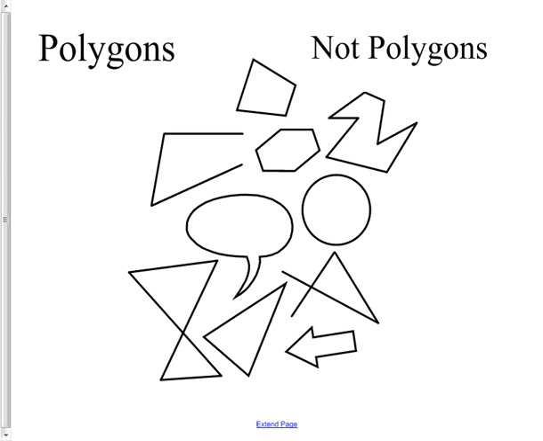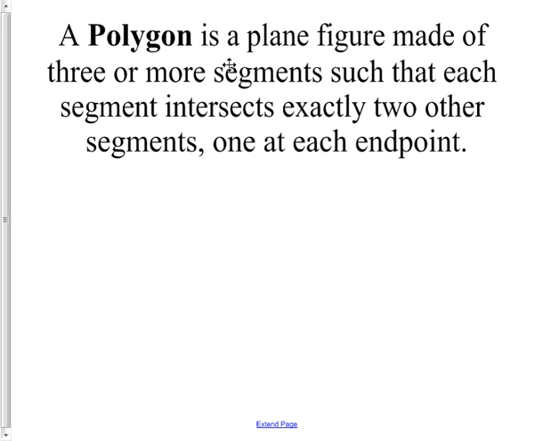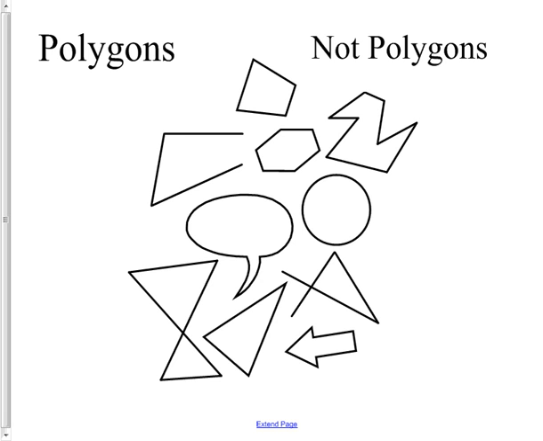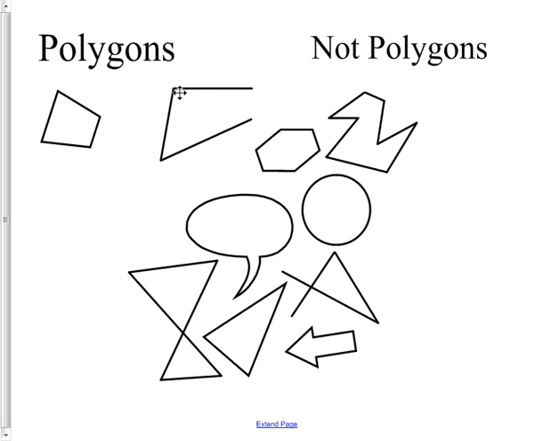So let's categorize these things into polygons and not polygons. And let's refresh our memory on the definition. It says a plane figure made of 3 or more segments such that each segment intersects exactly 2 other segments, one at each endpoint. So we're talking about something like this. Each segment intersects 2 other segments at the endpoint. So this one is pretty close to a polygon, but this segment up here only touches one other segment. So this is not a polygon.